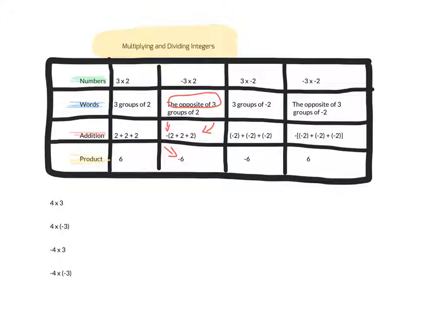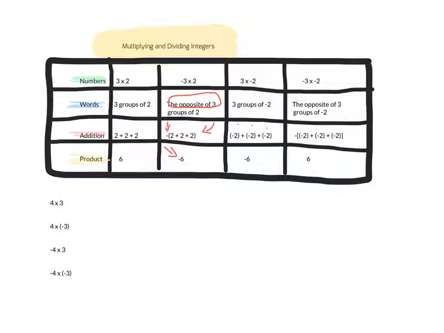Looking at the third column, we have 3 times -2, which is 3 groups of -2. So here are your 3 groups. You have 1, 2, 3, and it's -2. And you know from your addition rules, you have -2 plus -2, which is -4, plus -2 is -6. So 3 times -2 is -6.